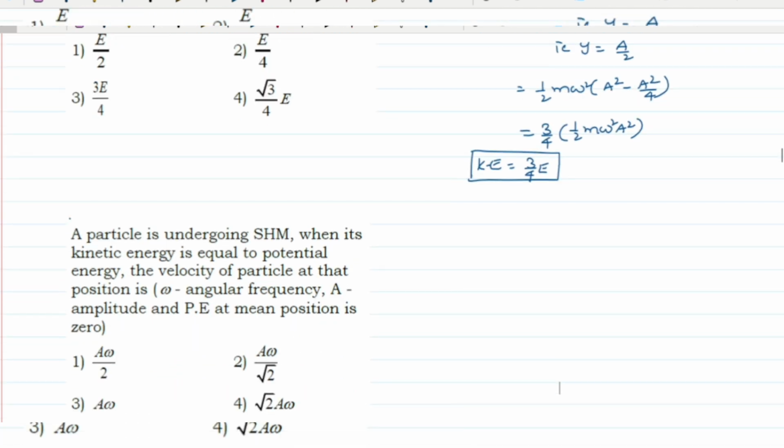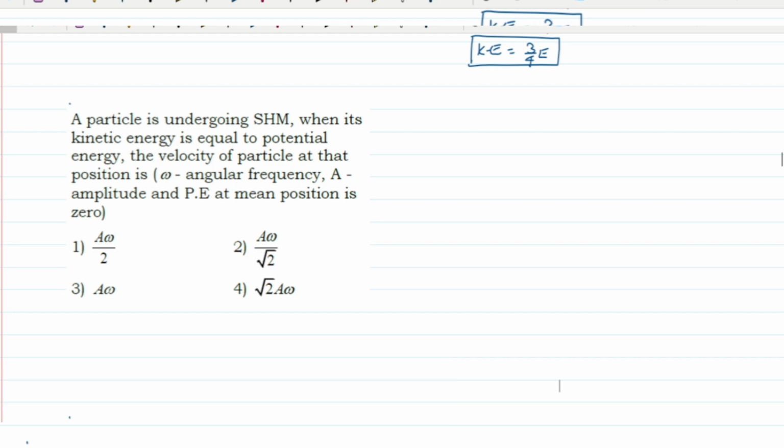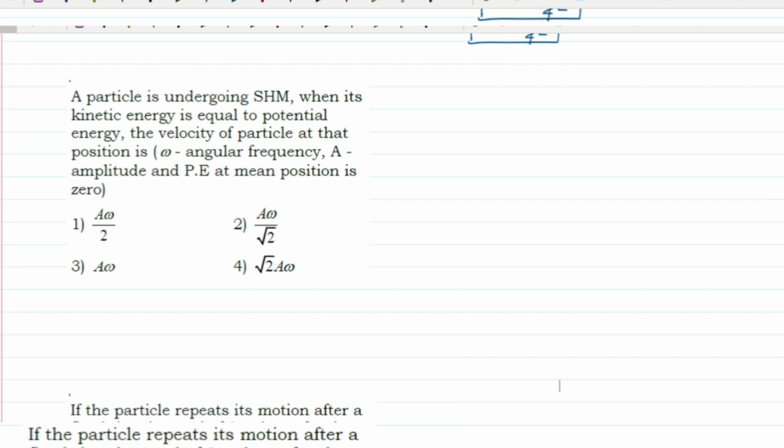Let us see the next question. The next question says a particle is undergoing SHM when its kinetic energy is equal to the potential energy. They are asking the velocity of the particle at that position. So if the kinetic energy of the particle equals the potential energy, they are asking the velocity at that position. Kinetic energy for a given displacement is half m omega square into (a square minus y square). Potential energy for a given displacement is half m omega square into y square.